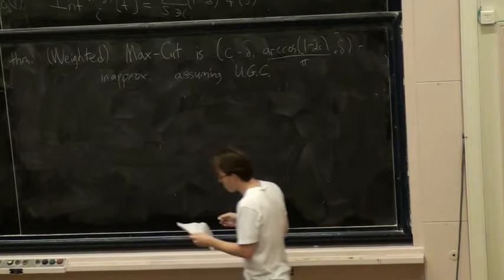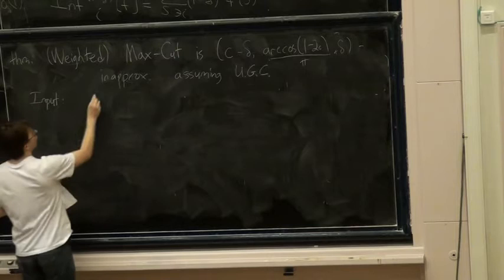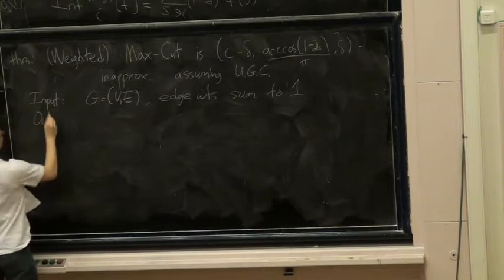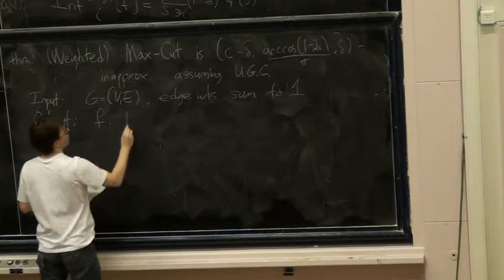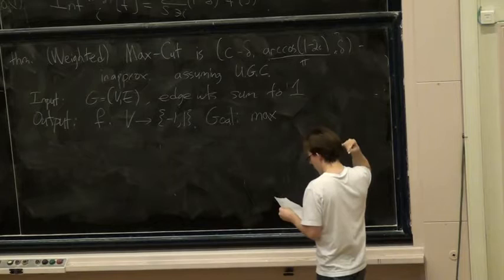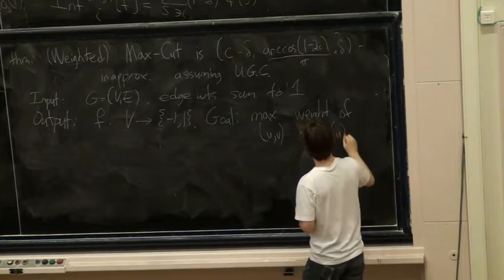Let me say again that max cut is, given a graph G, which is V comma E, with edge weights summing to 1, the output should be a 2-coloring. So let's think of it as a function f that maps the vertex set into minus 1 or 1. And the goal is to find an f which maximizes the weight of cut edges, so of edges uv, which are cut, such that f of u differs from f of v.